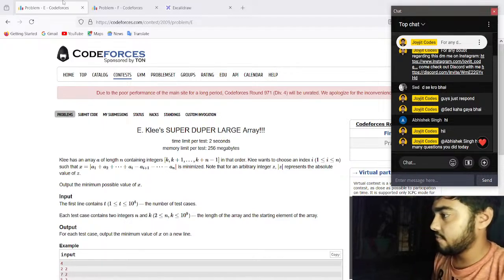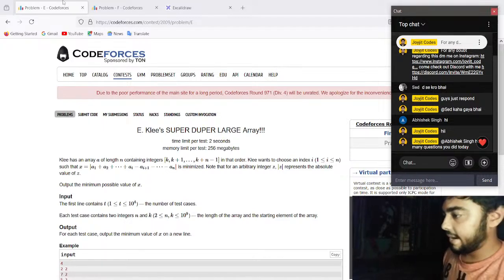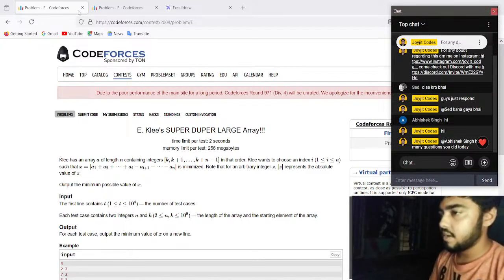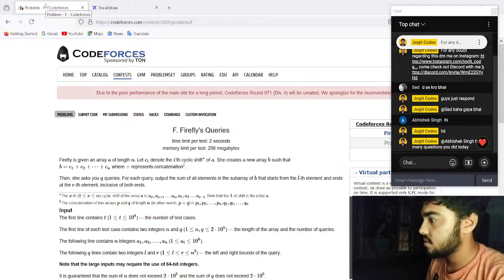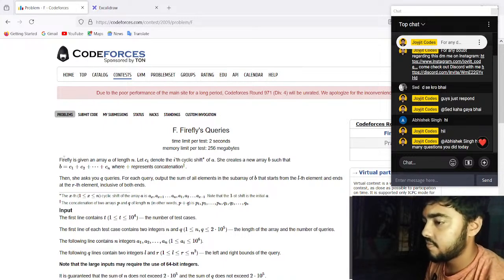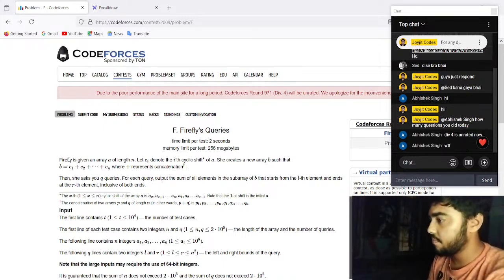Anyways, Abhishek, if you have joined now, I explained from A to E already. So I'll just explain F real quick. F is the Firefly problem. Division 4 is under it now.